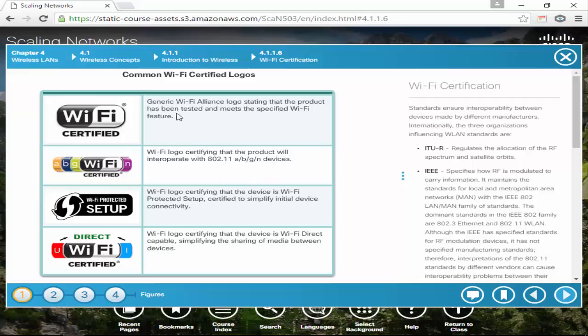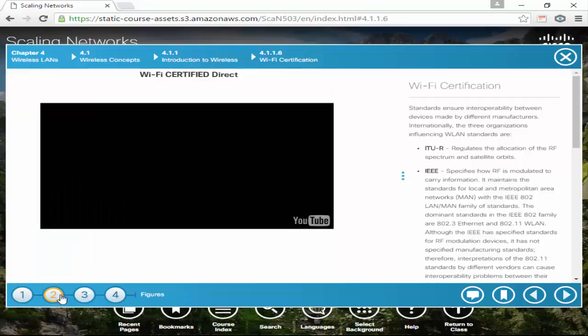The other ones kind of make, let's see, Wi-Fi Direct certified. Let's see what this one means. Certifying that a device is Wi-Fi Direct capable. Simplifying the sharing of media between devices. Okay, super cool. What else do we have? Those are IEEE, I believe.